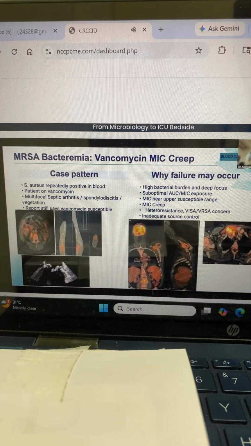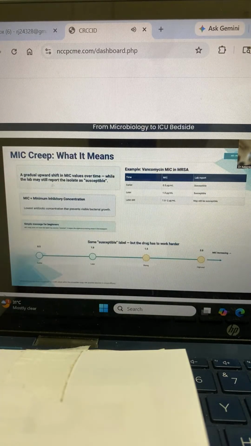Now, another case of a patient with repeated blood culture positive Staph aureus infection. Patient was on vancomycin for about 10-12 days and suddenly starts worsening, now develops multifocal septic arthritis, spondylodiscitis, vegetation. And the report is showing that the Staph aureus is still vancomycin susceptible. So then, you are provoked to think: is the bacterial burden high, is the focus deeper, is the MIC near the upper susceptible range, or is it MIC creep? Now, what is MIC creep? It's a gradual upward shift in MIC values over time, while the lab may still report the isolate as susceptible.